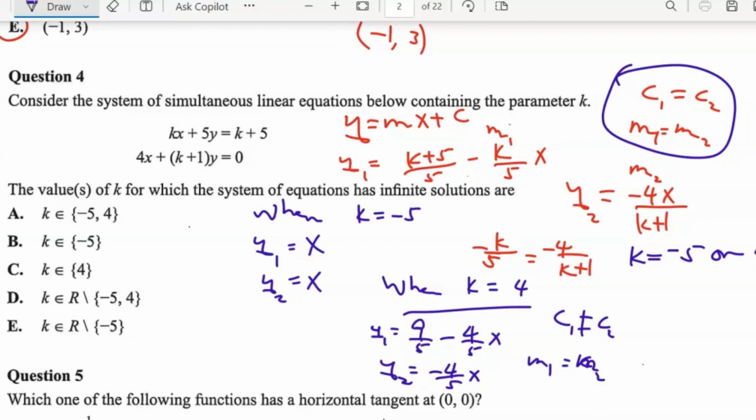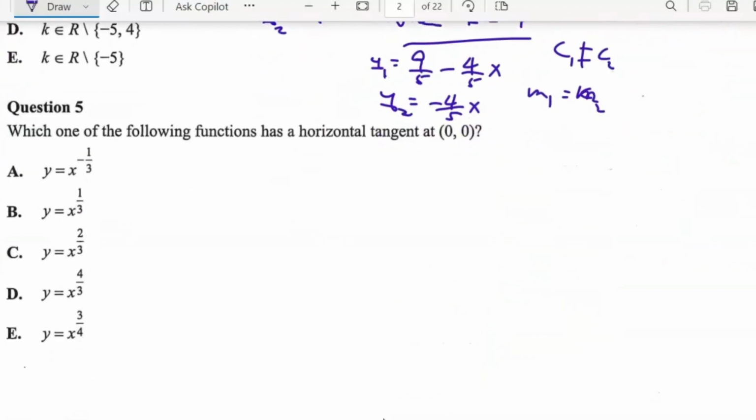It's only infinitely many solutions when m1 equals m2 and the c's are equal. In this case here, c equals 0. So m1 is actually 1 and m2 is 1. So the only correct option is k equals negative 5.